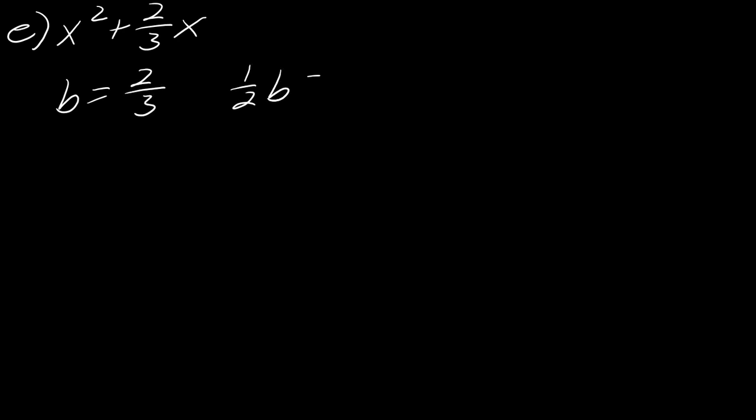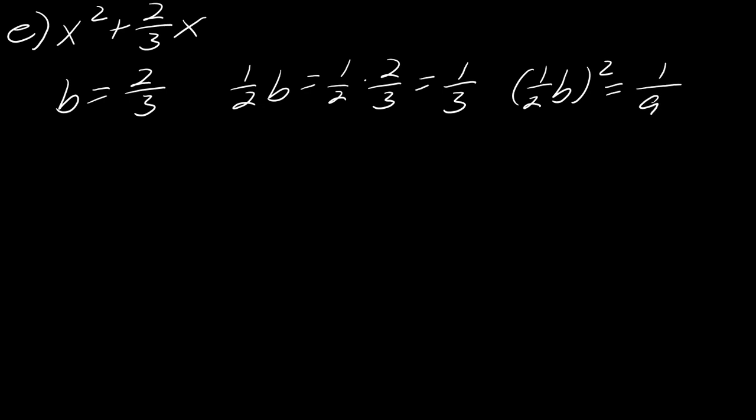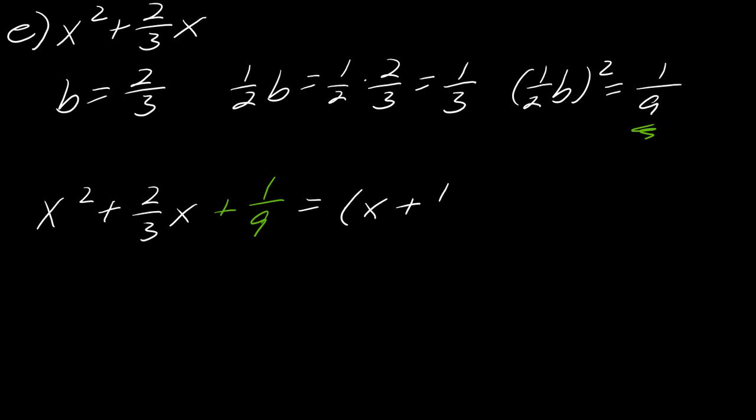So now my half b, so again, you might have to actually write this out for yourself. 1/2 times 2/3 will equal 1/3. And then if I do my half b squared, this will equal 1/9. Okay, so once again, I'm going to add this piece to the end here. So I get x squared plus 2/3 x plus 1/9. And now I'm totally in the rhythm of doing this. This is x plus 1/3 squared. Always works out. Okay. So those little steps there, those are the keys that you need for actually completing the square.